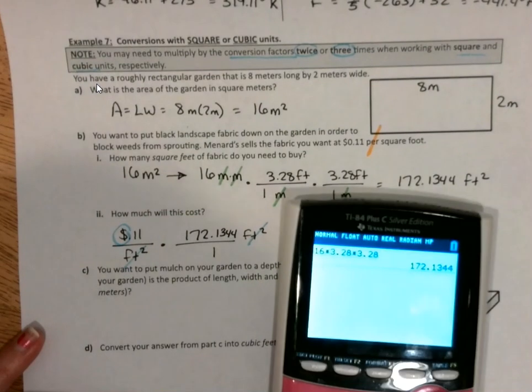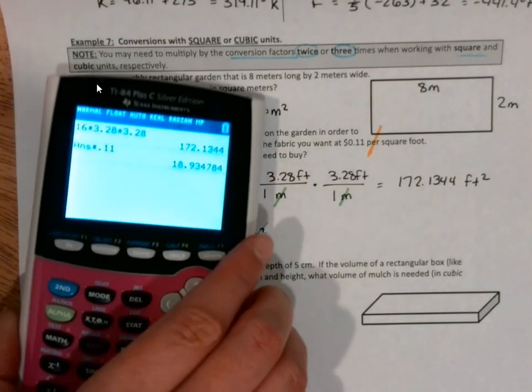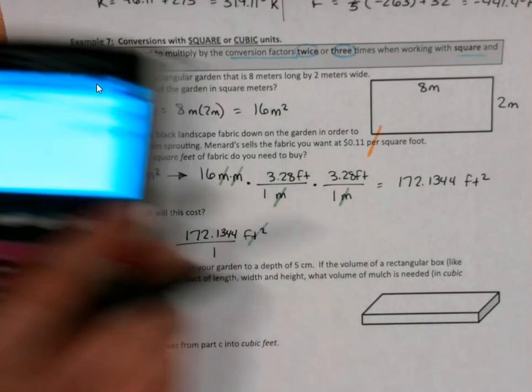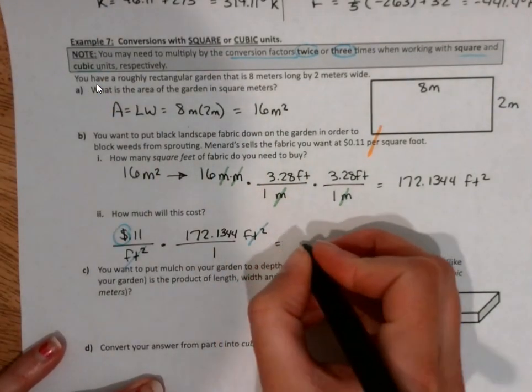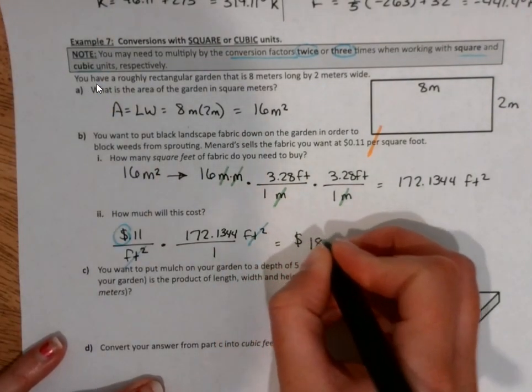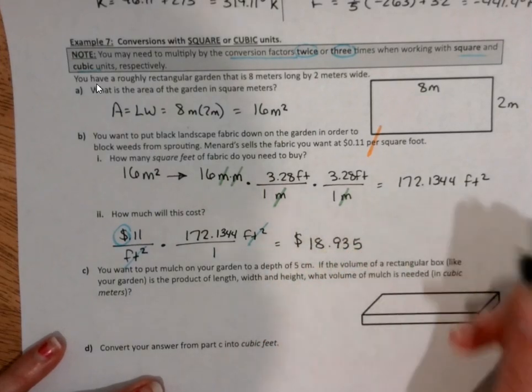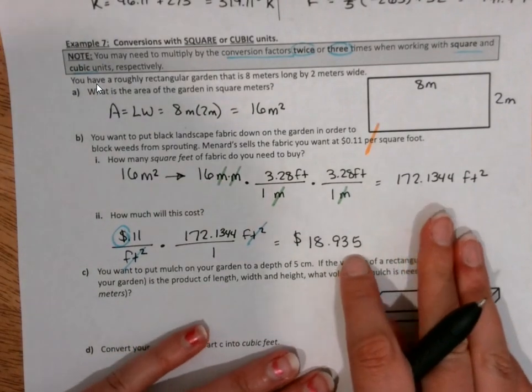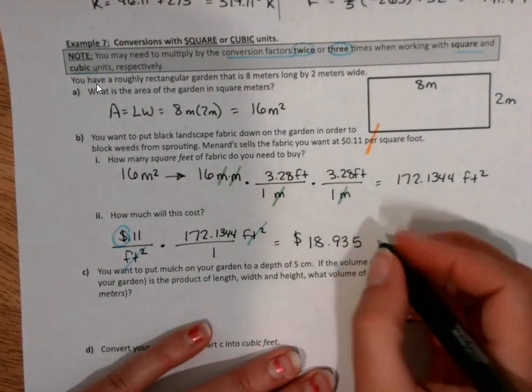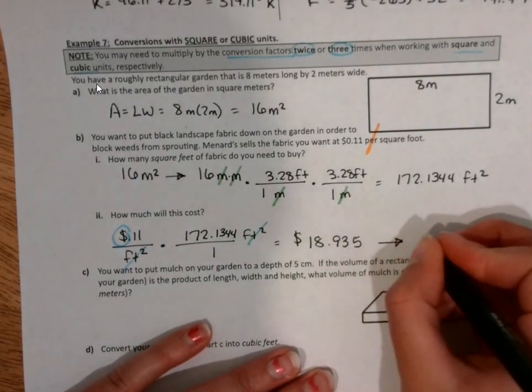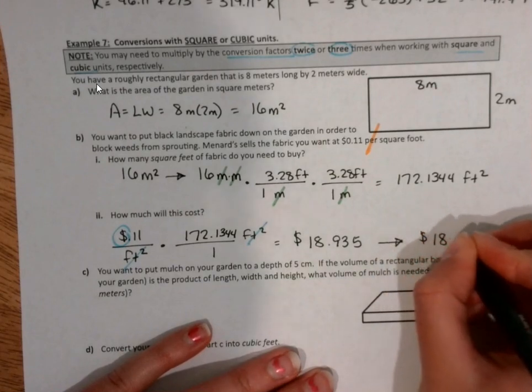So I multiply across the top, I multiply by 0.11. Okay. The result I got was 18.93. It's going to cost 18.935. Even if I'd said 9347, they're going to charge you the extra cent regardless of the decimal place. So it's going to cost you $18.94.